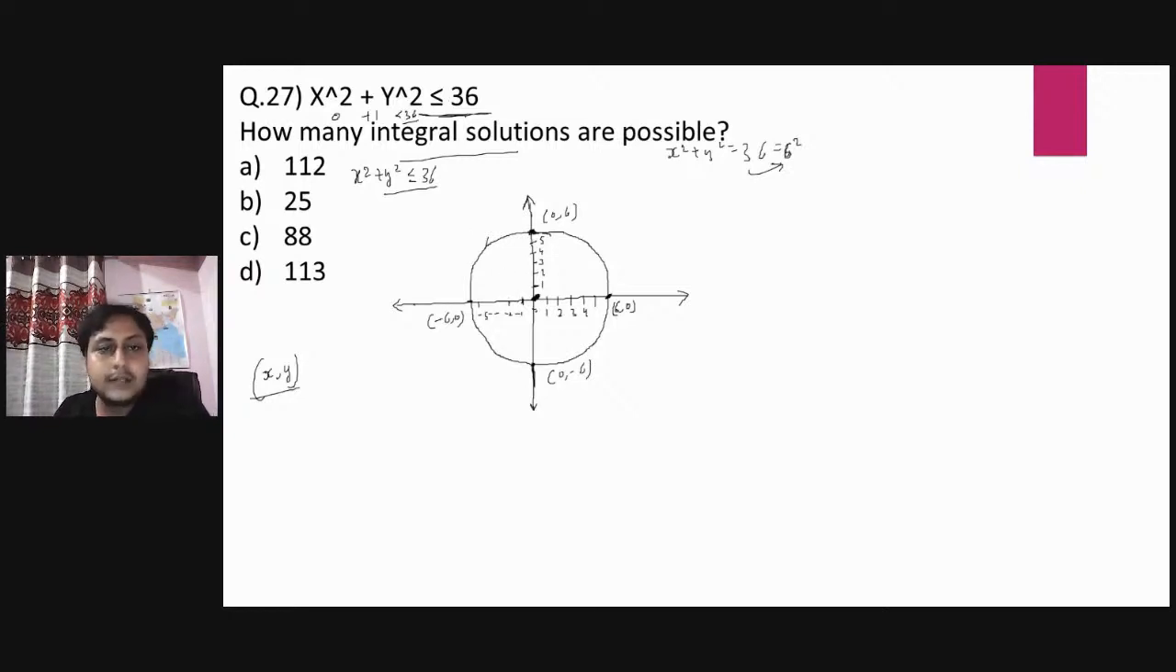And similarly, 6 points on the negative y-axis means 0 comma minus 1, 0 comma minus 2, up to 0 comma minus 5 and 0 comma minus 6. So these are 5 points inside the boundary and 1 point on the circle, on the boundary. Got it, guys?